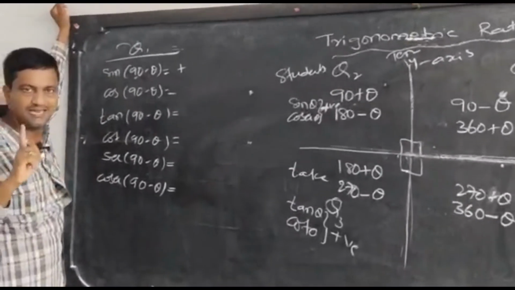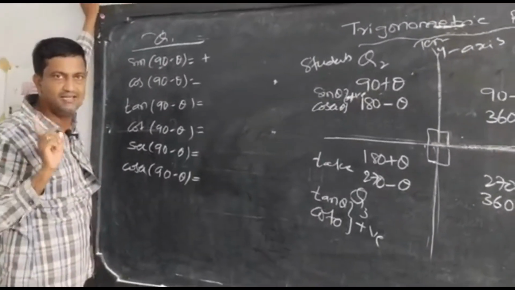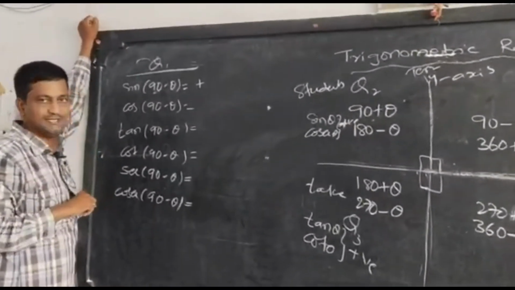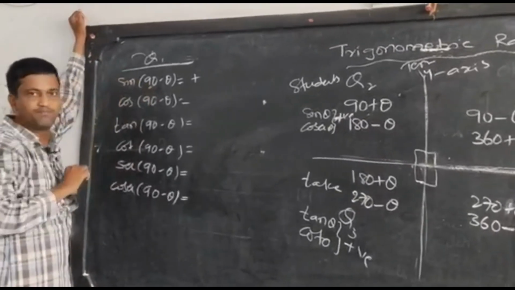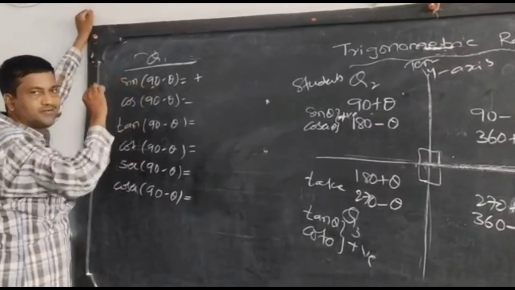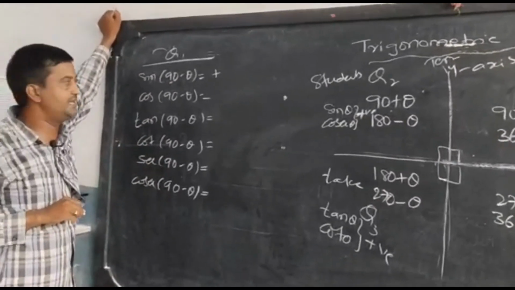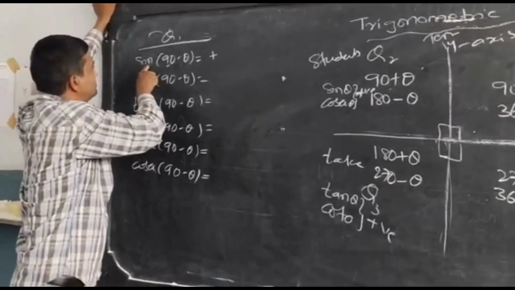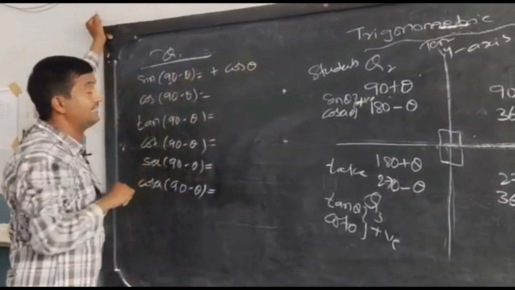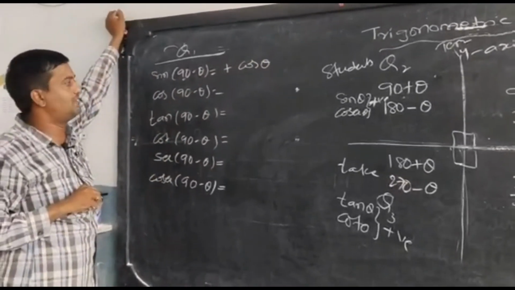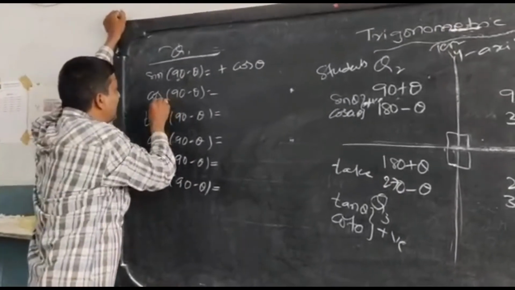If the angle is 90, there is a change in the ratio. What is the change? The ratio will go to its nearest one. The nearest ratio of sine is cos. So here the angle is 90, so it will change into cos. So sine of 90 minus theta is what? Cos theta.